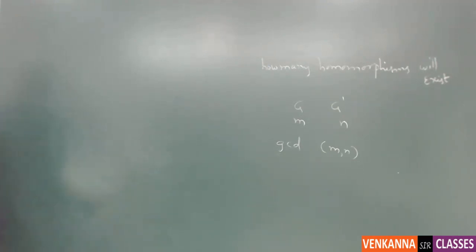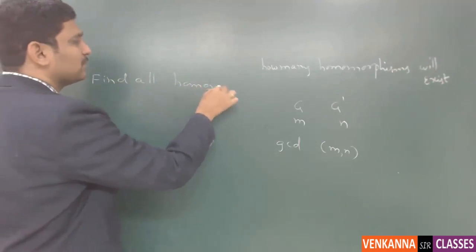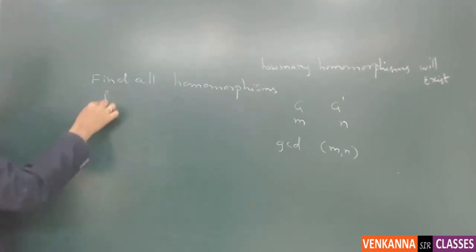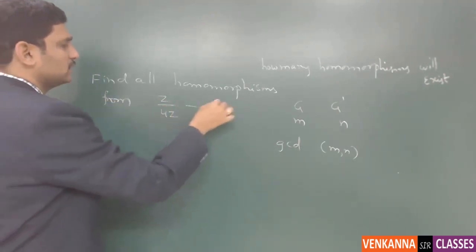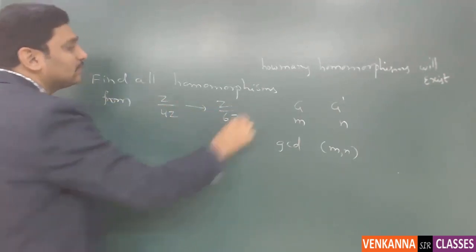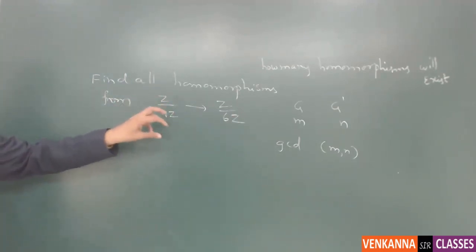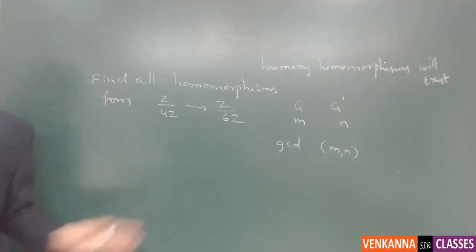Now let us take one problem: find all homomorphisms from Z by 4Z to Z by 6Z. Let us discuss this problem so that you can have an idea how to construct a homomorphism between these sets. Take a note of this problem.